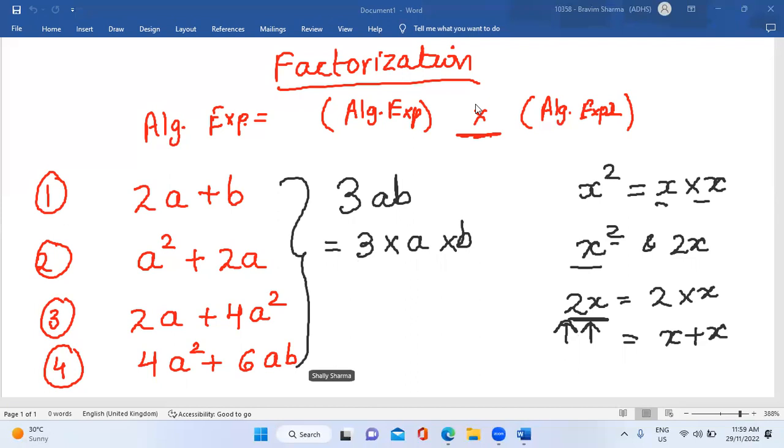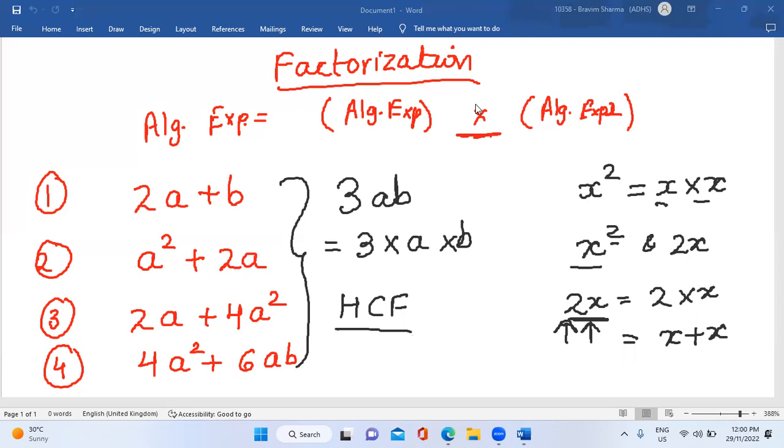Okay, then next, you must be very good with the concept of finding the highest common factor of two numbers or more than two numbers. Highest common factors. If you know these concepts, then you can do these questions of factorization very easily, because factorization is based on the concept of highest common factors also.